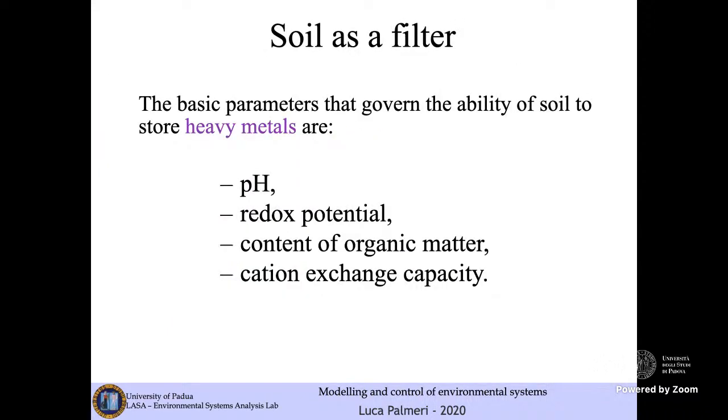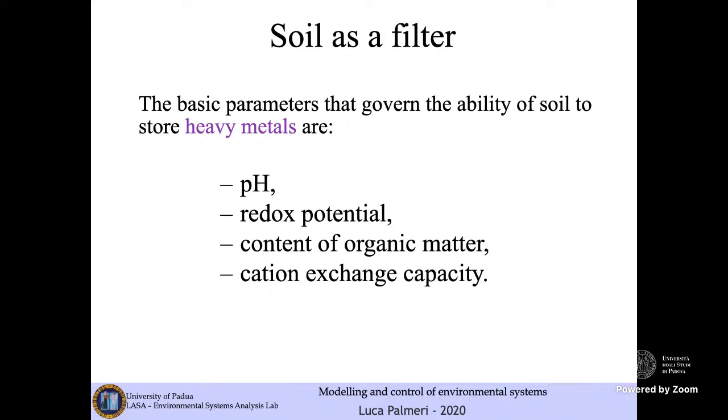Heavy metals are important toxicants or molecules to be followed because they tend to accumulate in soil, but soils or topsoils act as filters for these toxicants.